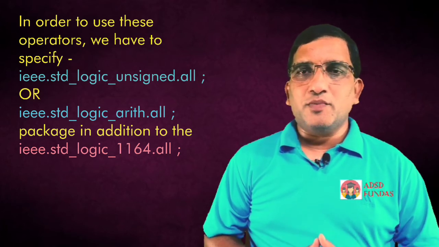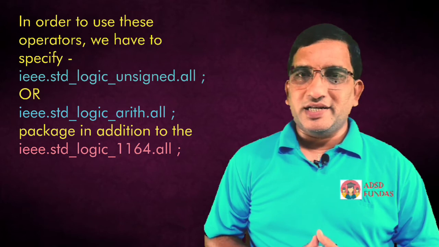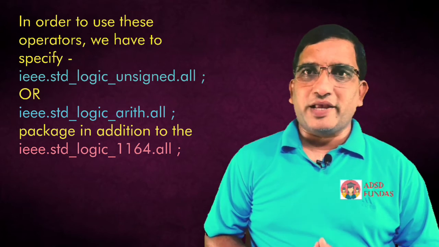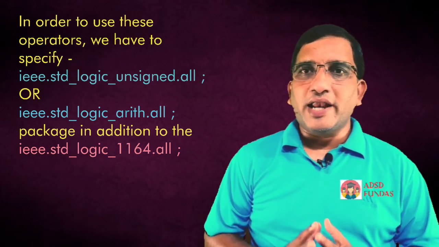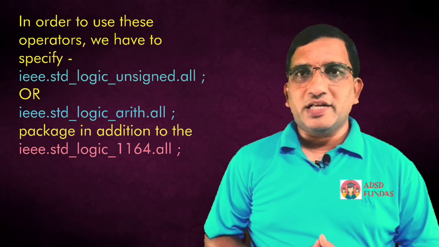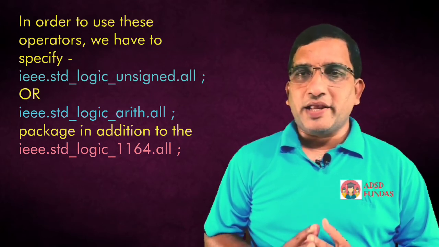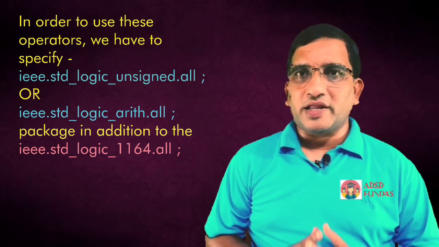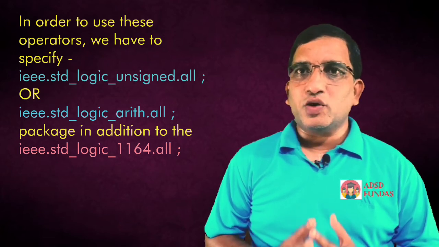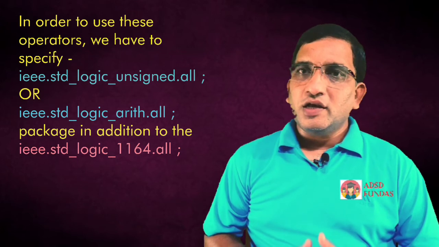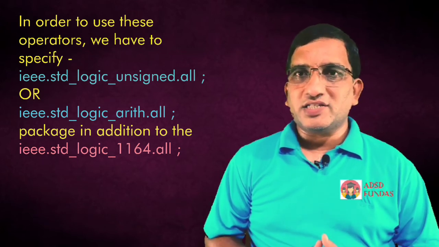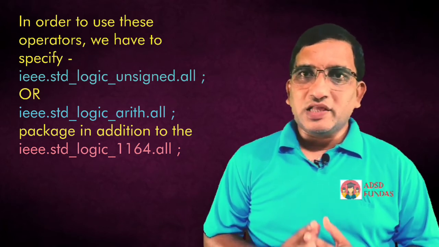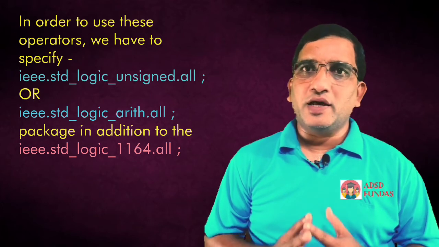So in simple program, we are including IEEE.std_logic_1164.all package. But along with this package, whenever you have to use the addition, subtraction or concatenation operator, one extra package you have to include that I have specified, and they are nothing but IEEE.std_logic_unsigned.all, or you can include IEEE.std_logic_arith.all. Without this package, your compiler may give the error.